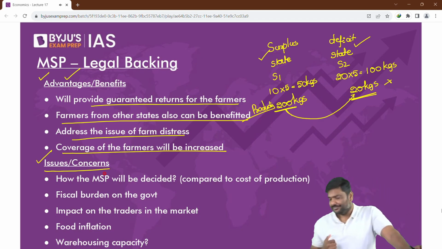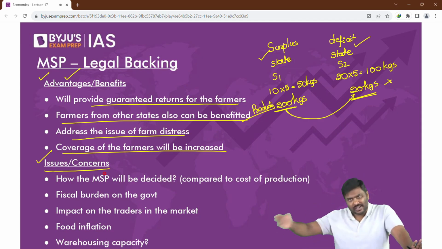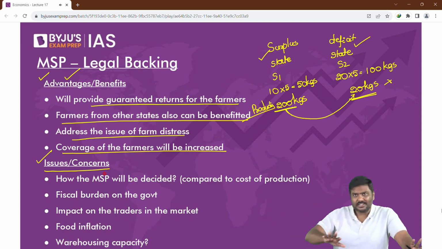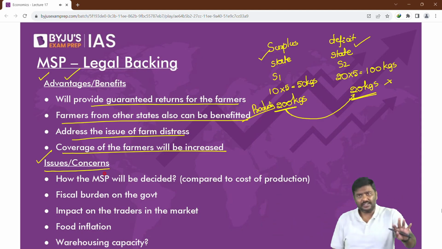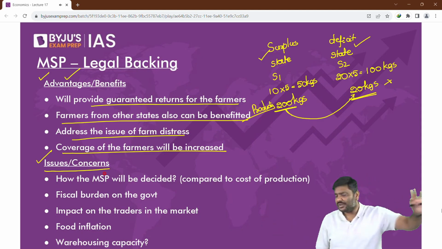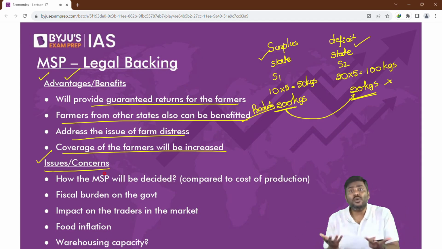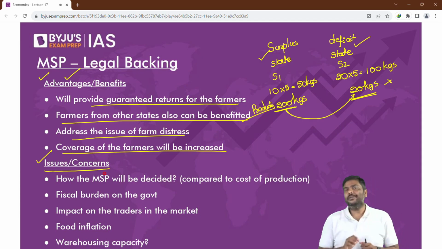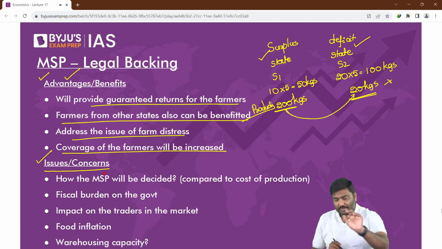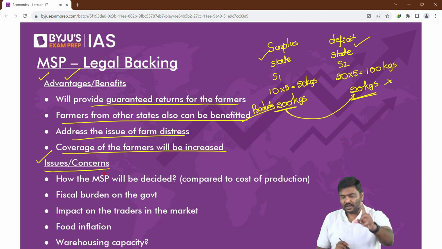Third one, if government will purchase all of it, where will they store? Think of it. Where will they store? Because next, most probably tomorrow, we'll discuss this. We do not have sufficient storage capacity in India. That's a fact. So where is the storage availability? Where can they store? That is also not possible.